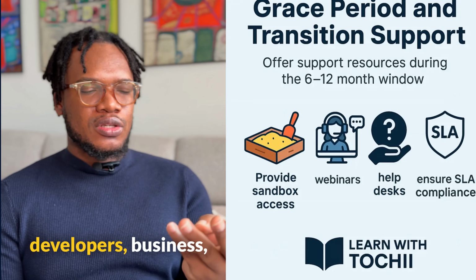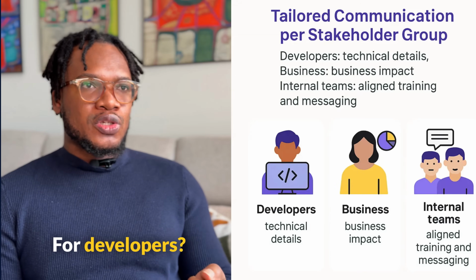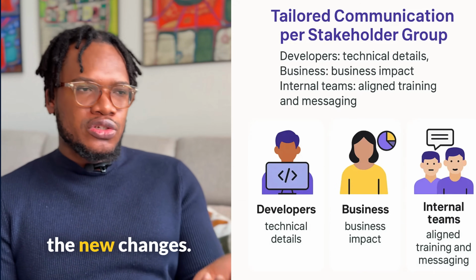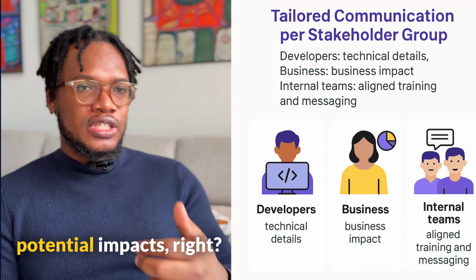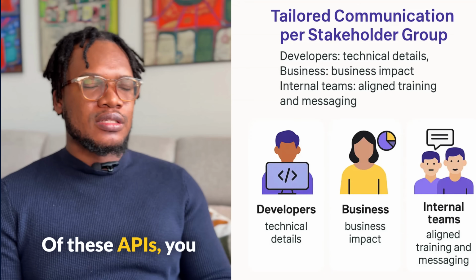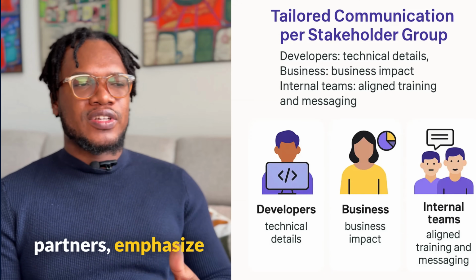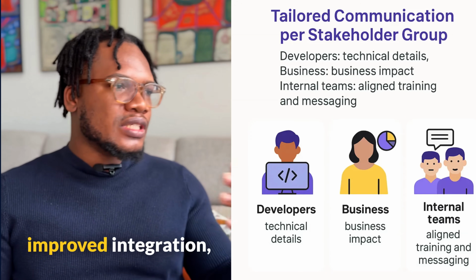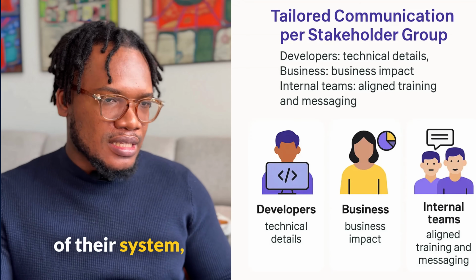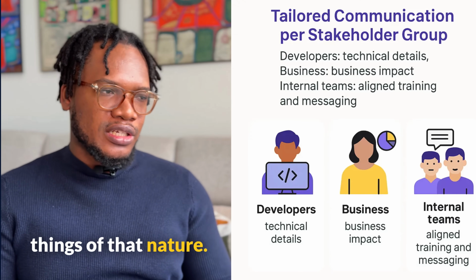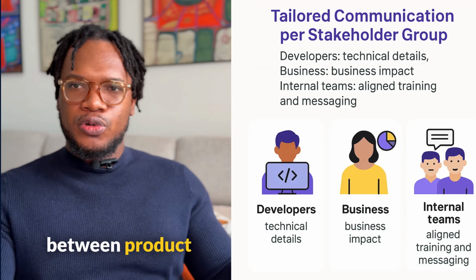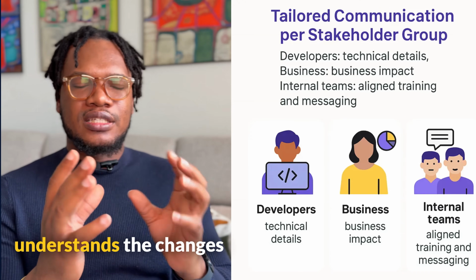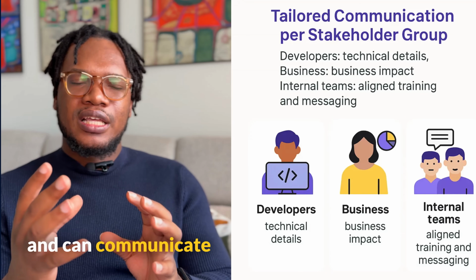Each of these customer groups needs to be communicated with in different ways. For example, developers, business, and internal teams. For developers, focus on the technical aspect of the versioning, explaining the benefits, for example, the new changes, performance improvements, and potential impacts of these APIs. For business partners, emphasize how the new version supports their goals, such as improved integration, better performance of their system, enhanced security, things of that nature. Ensure alignment between the product management, marketing, and support teams. Provide internal training so everyone understands the changes and can communicate them effectively.